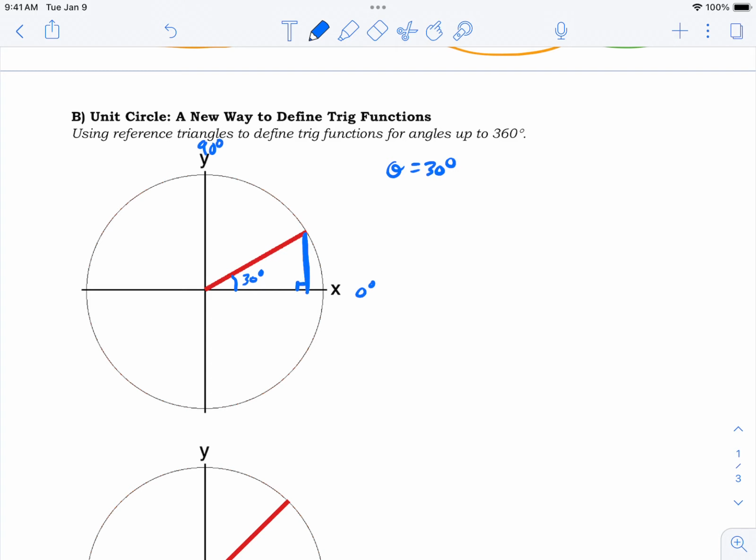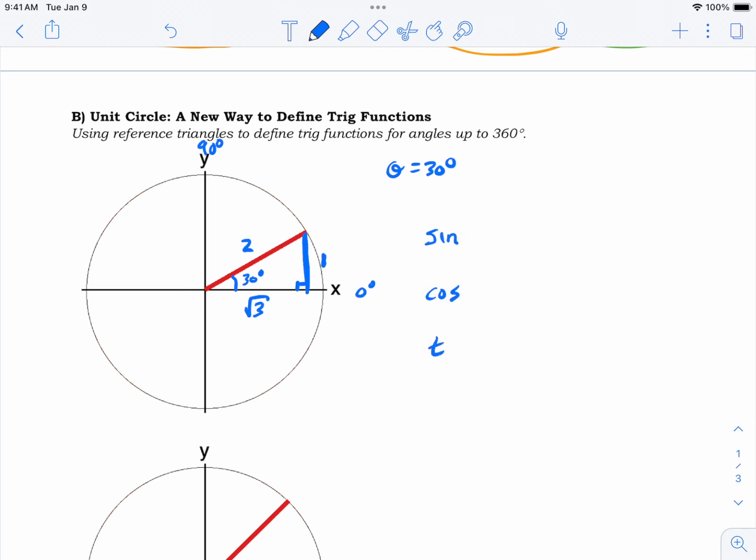Okay, cool. Now, since that's a 30-60-90 triangle, do you remember what the dimensions are? The relative dimensions? Remember, short side is 1, long side is 2. This side is the square root of 3. Now, I'm going to give you new definitions for sine, cosine, and tangent.